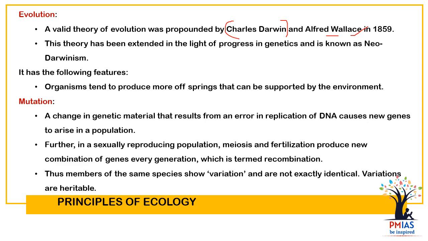Okay. So here what they have said is that organisms produce more offspring than can be supported by the environment. Next thing is mutation, which results from an error. Talking about mutation, the main thing is that it is related to DNA. In case replication of DNA is in error, it can cause new genes to arise in a population. For example, trisomy 21, trisomy 21 in human beings.